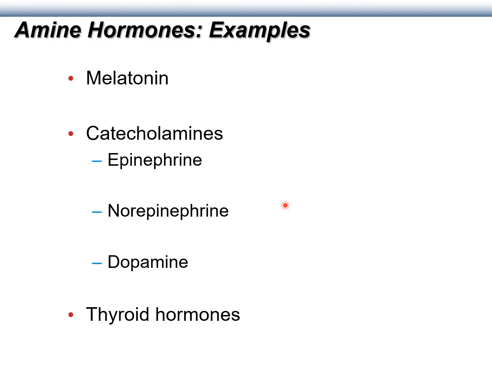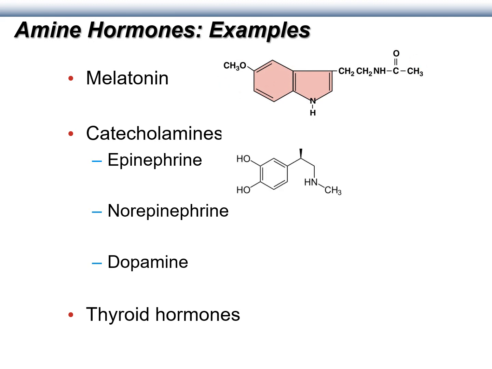Examples of amine hormones include, like I said, melatonin, derived from tryptophan, and the catecholamines, and I want you to look at the similarities between these three. So we have epinephrine, norepinephrine, and dopamine. Probably these two you're the most familiar with. But here's norepinephrine. You can see it's got a very similar ring-like structure and this tail right here. That's why they're called catecholamines, because this is called a catechol structure. And here's dopamine, very, very important for things like Parkinson's disease and in certain forms of addiction.